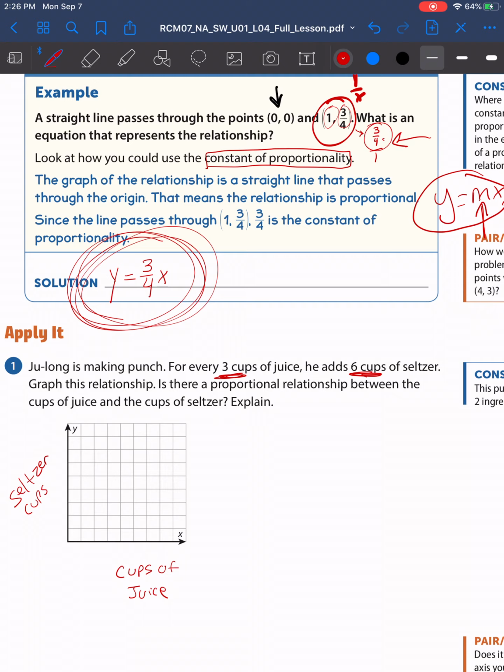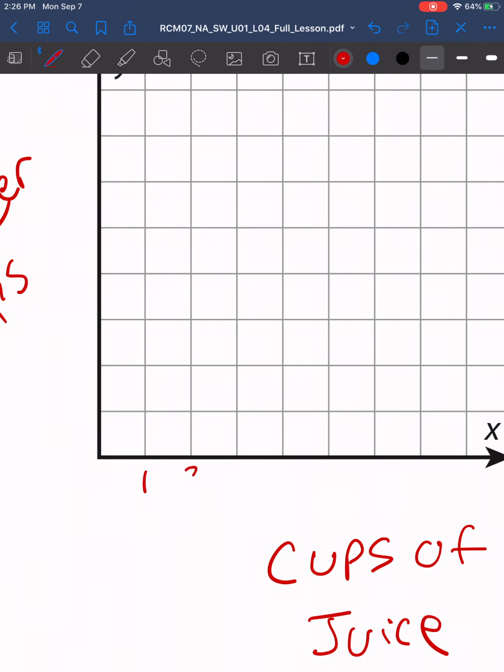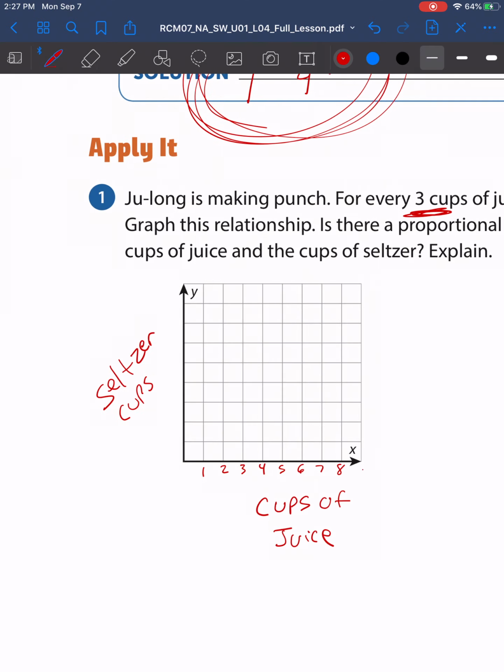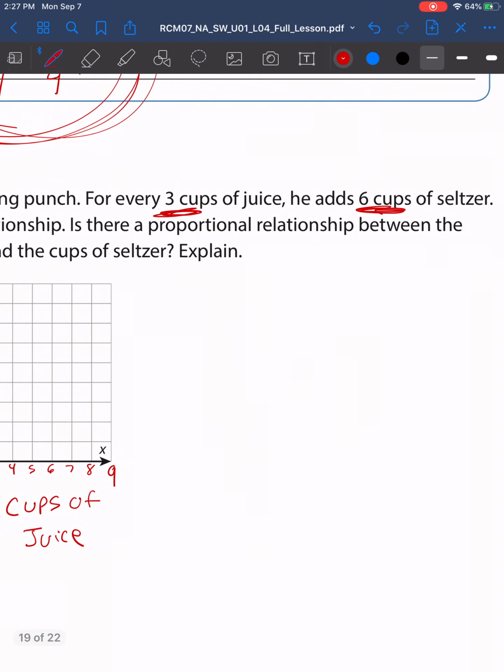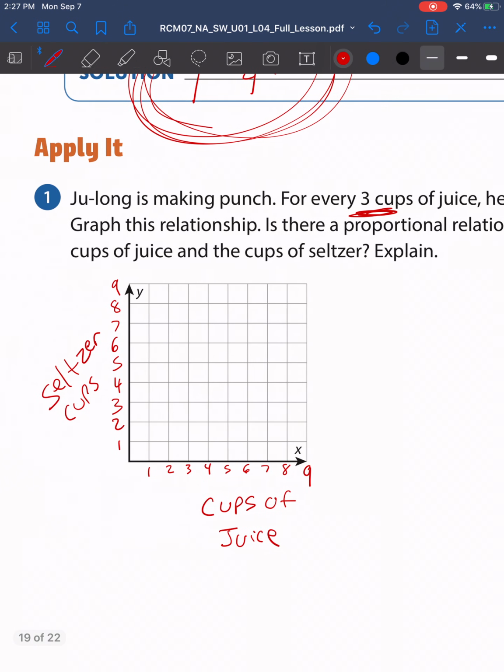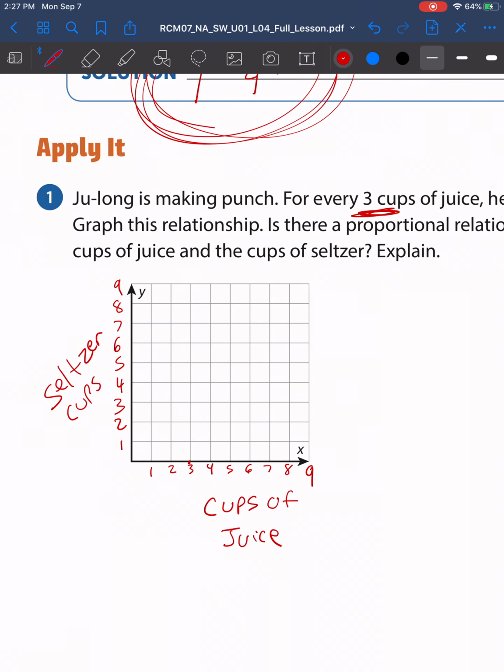I'm going to make this easy, and I'm going to make my graph just go up by ones. 1, 2, 3, 4, 5, 6, 7, 8, 9 on each axis. Okay, for every 3 cups of juice, it's going to be 6 cups of seltzer. So let's go over 3 for juice, and then up 6 for seltzer. Bam. Now we always start at the origin. Draw a nice little line.